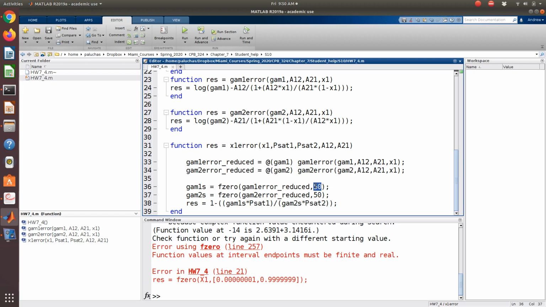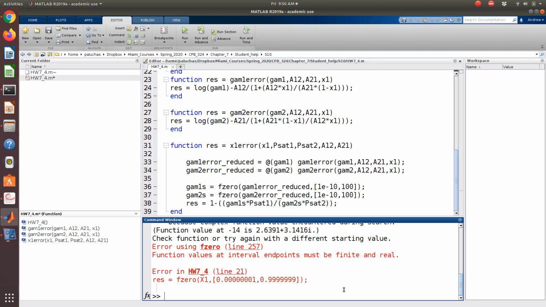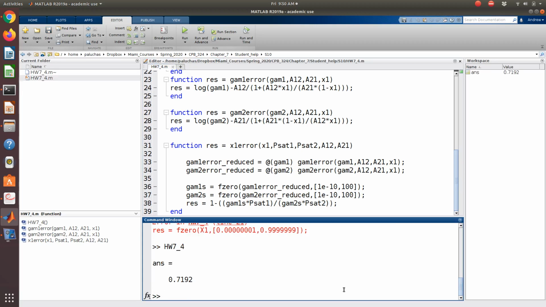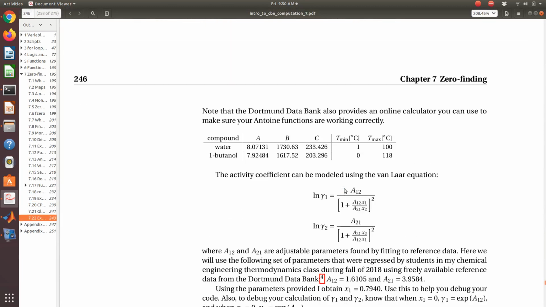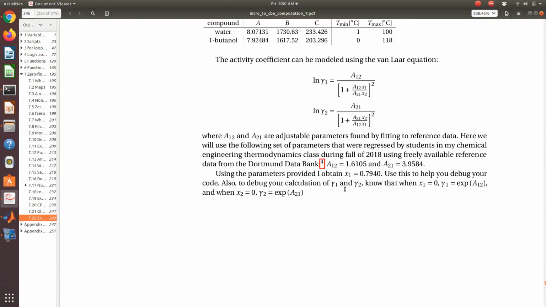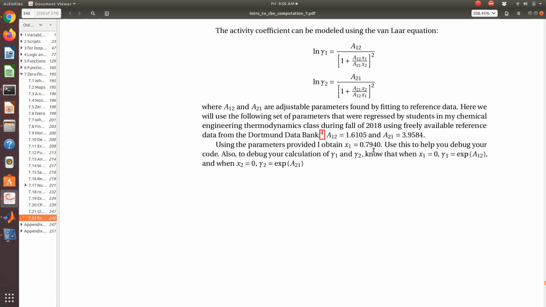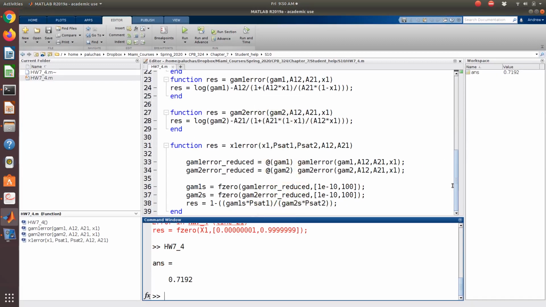So if we wanted to work with this, let's try 1e to the negative 10. Let's just see. But then this would be why maybe we try and analytically solve these. Okay, it works. I get 0.7192. So the issue was trying negative gammas. What value do we have? So I have 7940. Okay, so you have 7192. Let's see.